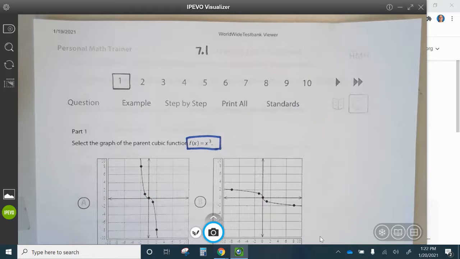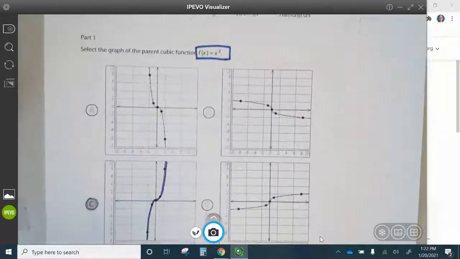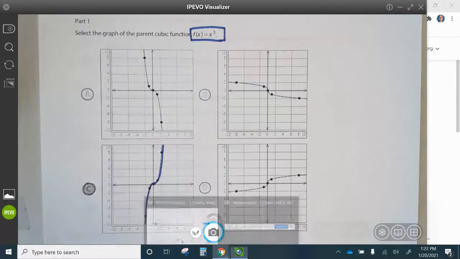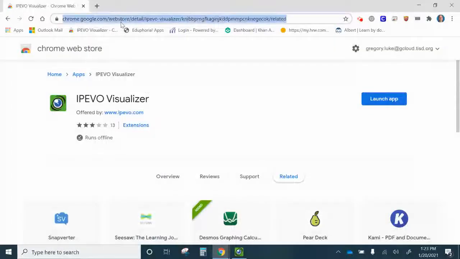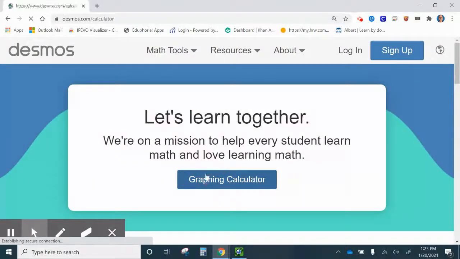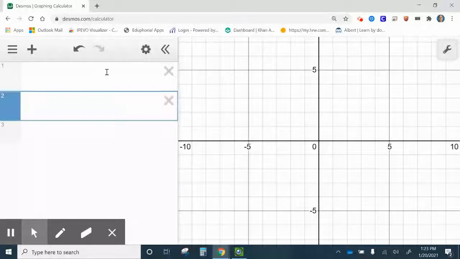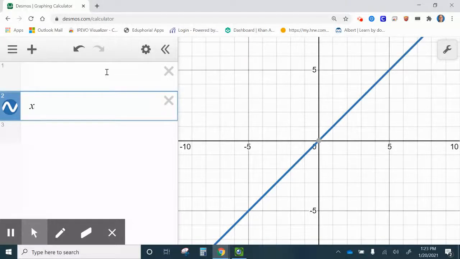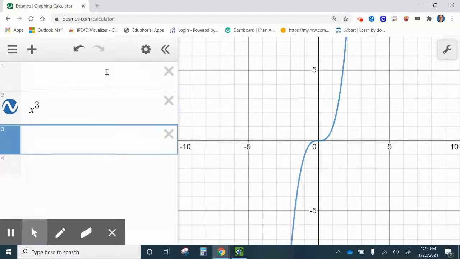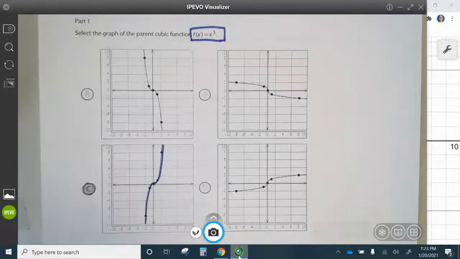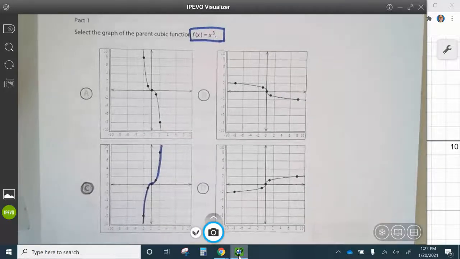Let's take a look at question number 1. Select the graph of the parent cubic function. Real simple. All we need to do is go to Desmos, Graphing Calculator, put x cubed, and you can see here that that matches answer choice C.